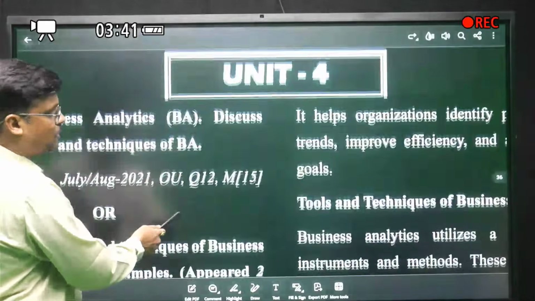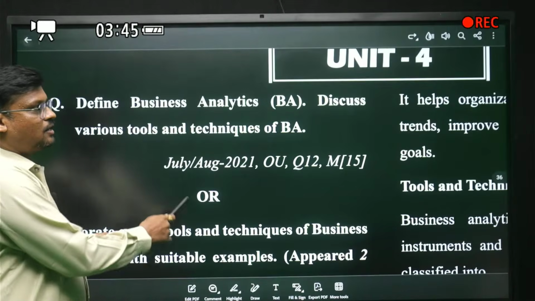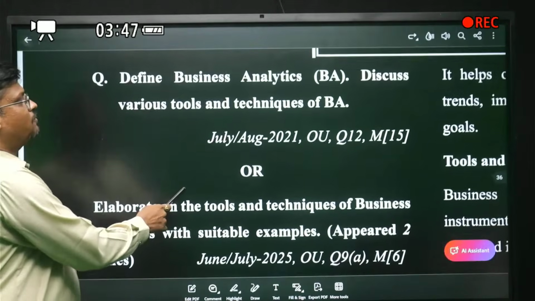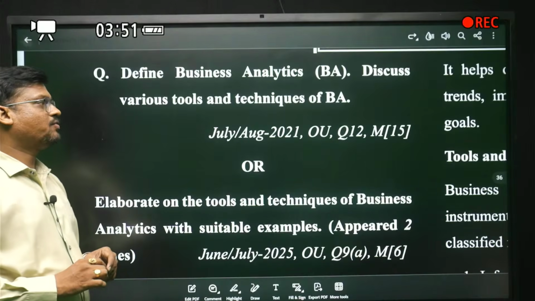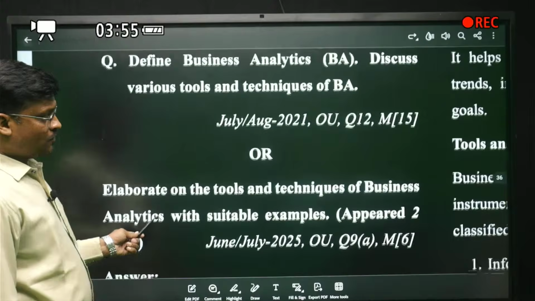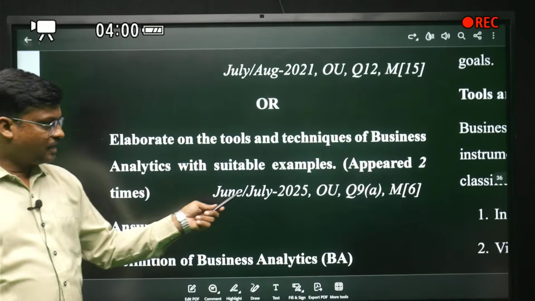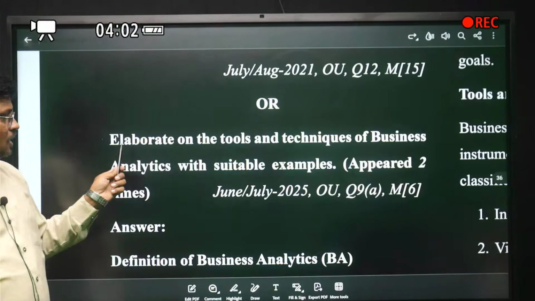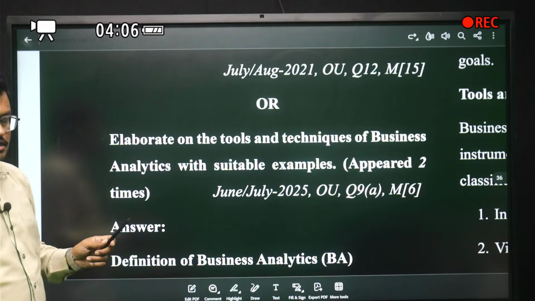By this we complete our unit number 3 and we jump into unit number 4. Here in unit number 4, we will start with defining business analytics and discussing various tools and techniques of business analytics, which was asked in 2021 and was also asked in another form in 2025. Elaborate on the tools and techniques of business analytics with suitable examples.